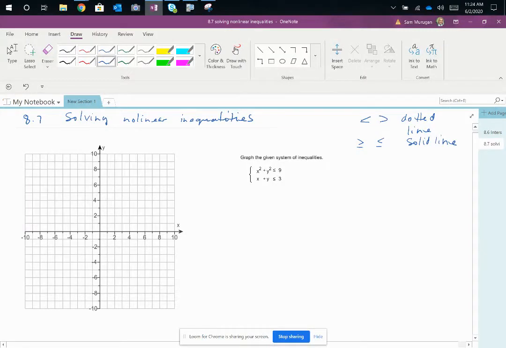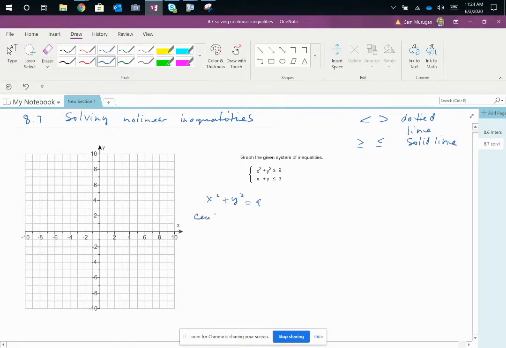Okay, so we have to graph two things here. We have to graph a circle and a straight line. So let's start with the circle. And remember we covered circles already. We know how to graph circles. We're going to graph x squared plus y squared is equal to 9.